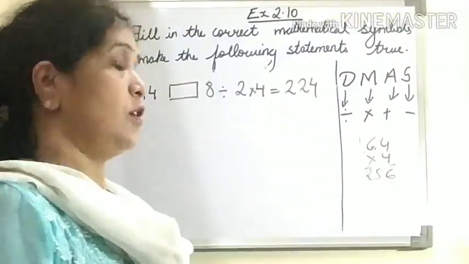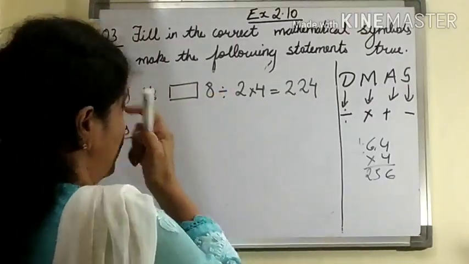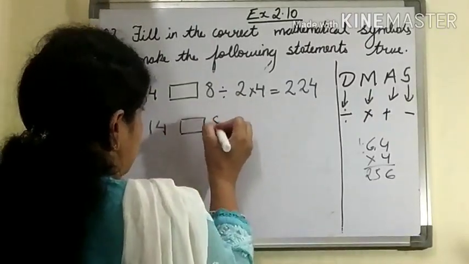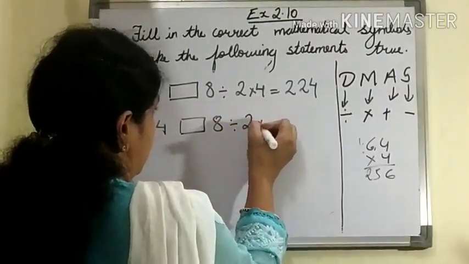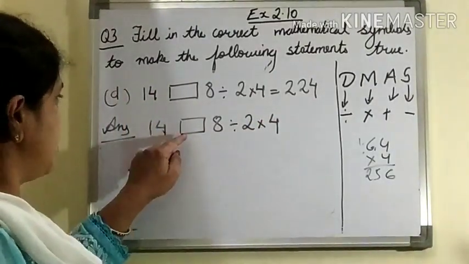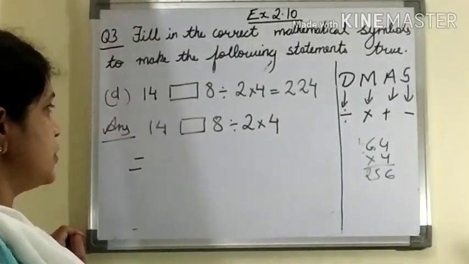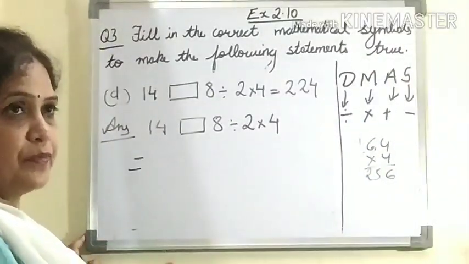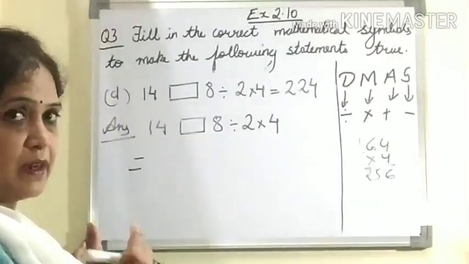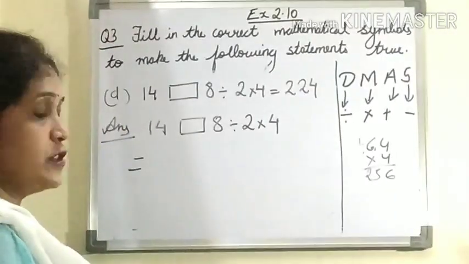Let us see. Now let us do D1: 14 box 8 divided by 2 into 4. I am going to write as it is whatever expressions are on the left hand side. Now let me try out the different ways. If I put division, 14 divided by 8 divided by 2 into 4. 14 divided by 8, what will it be? 8 won't divide 14 completely, so it will be a decimal number, but the answer on the right hand side is 224. So division is ruled out.